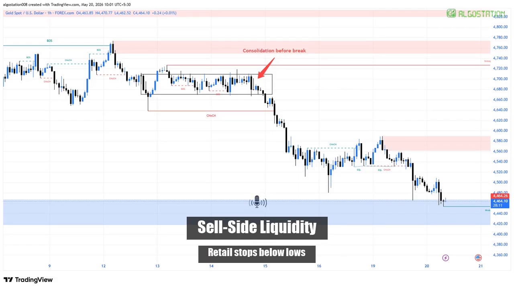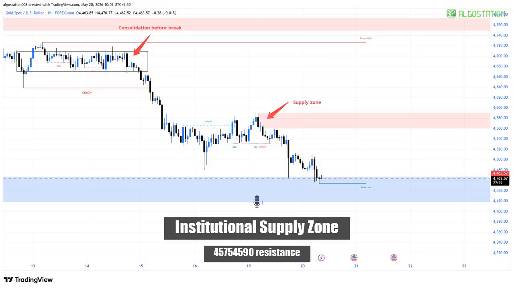Institutions don't chase price. They chase liquidity. Every equal low becomes a magnet because that's where retail stop losses accumulate. Smart money targets those pools before deciding the next expansion phase. This supply zone is extremely important. It represents the last institutional selling area before the breakdown continuation. Until price decisively reclaims this zone, sellers maintain control of the market.